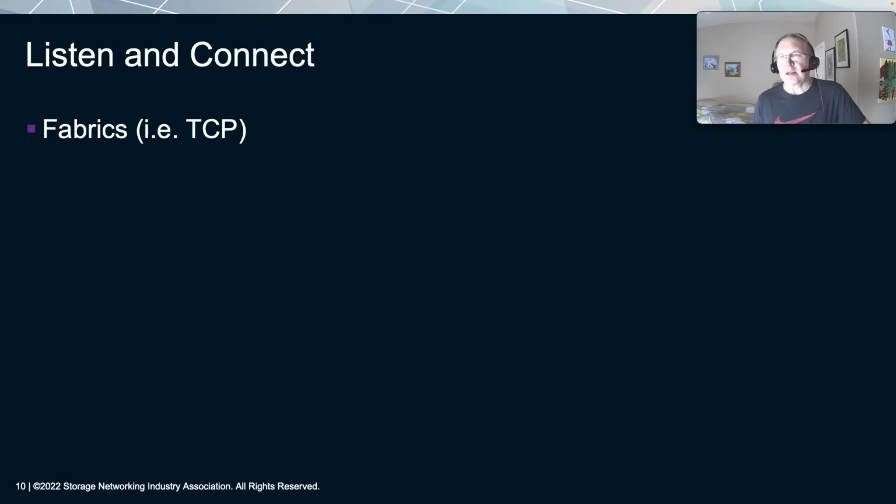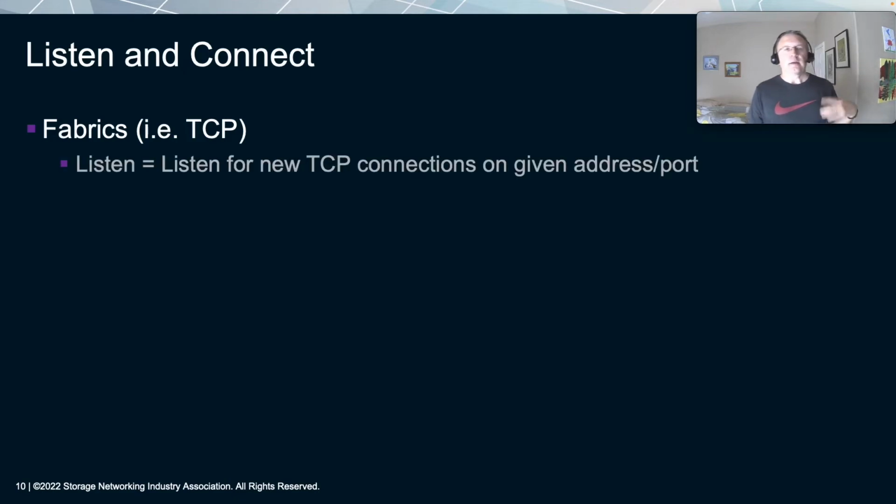So first, listen and connect. We'll start with just a simple example with TCP. Listen means we are going to start listening for TCP connections on a given address and port. So the administrator says, I want you to listen on this IP address, on this TCP port. We use the POSIX listen call to start listening for that.